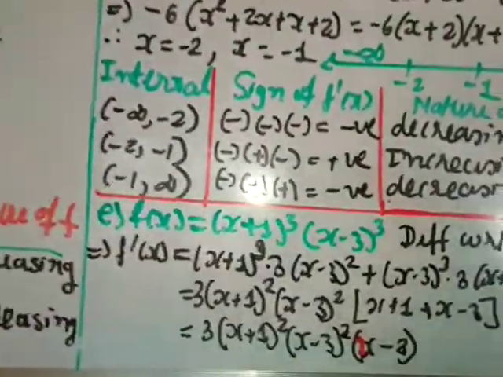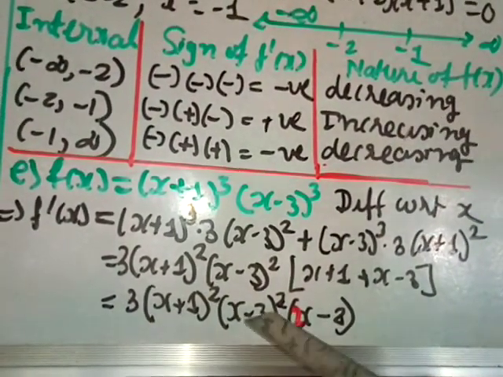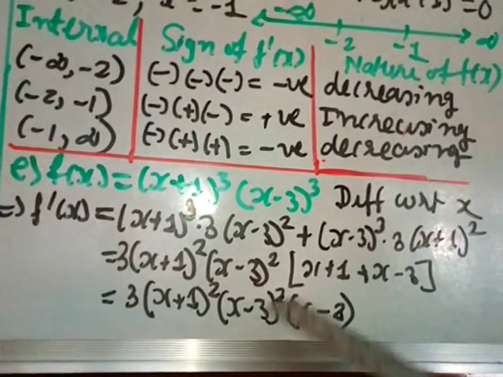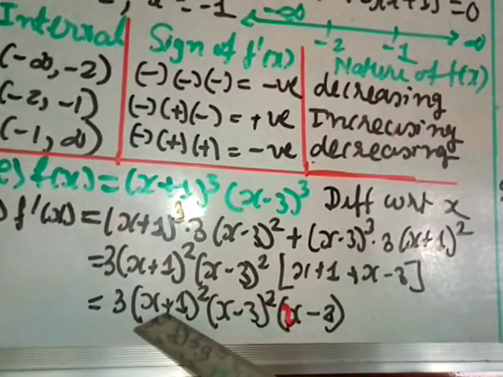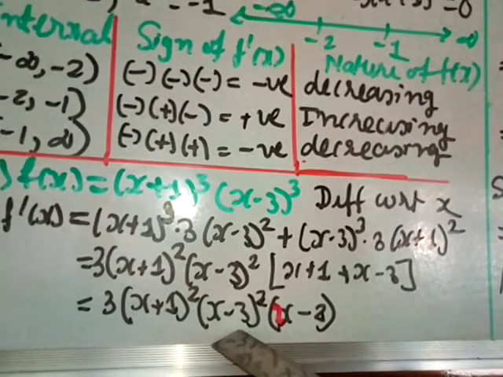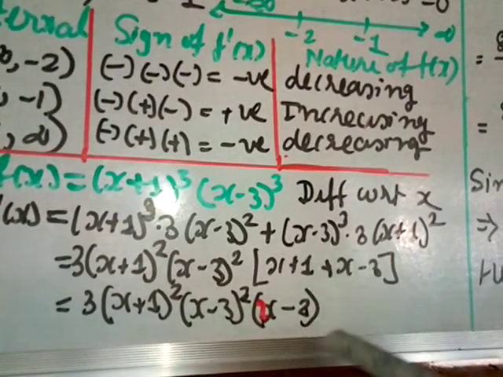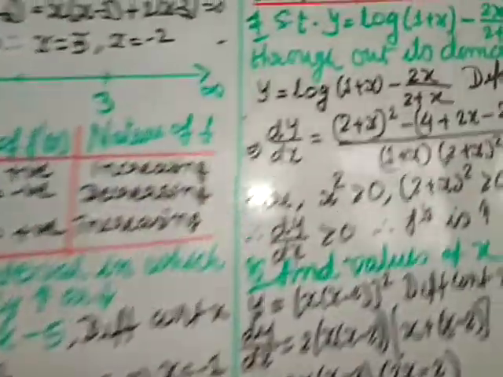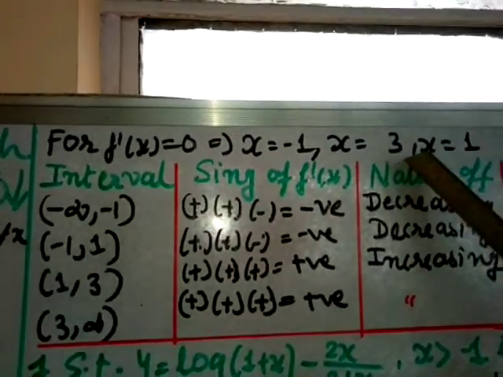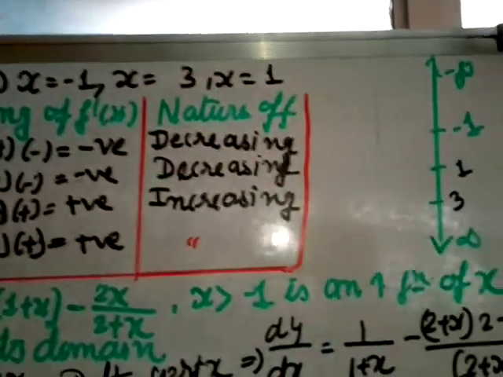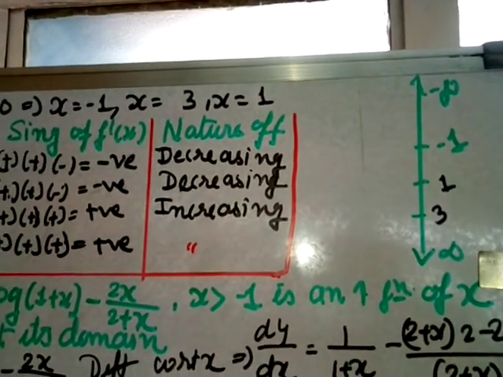Then you equate with 0. The 3 you will not equate. (x plus 1) whole square is always greater than or equal to 0, (x minus 3) whole square is also always greater than or equal to 0, and 2x minus 2. So all three I am equating with 0. From here I get x as minus 1, from here I get plus 3, and from here 2x is equal to 2, divided by 2, so you get plus 1. So for f dash x equal to 0, x is equal to minus 1, x is equal to 3 and x is equal to 1. I have drawn the number line in this way: minus infinity, then I put minus 1, 1, 3, infinity. So I have got 4 intervals.